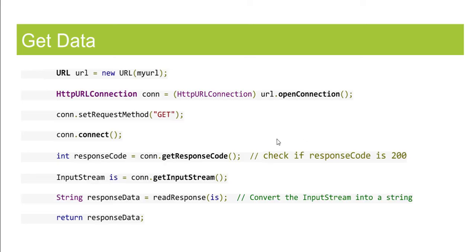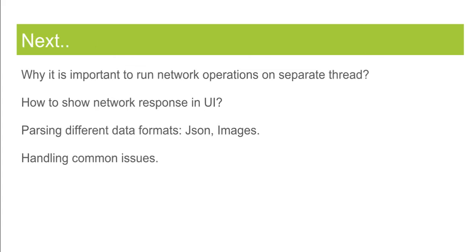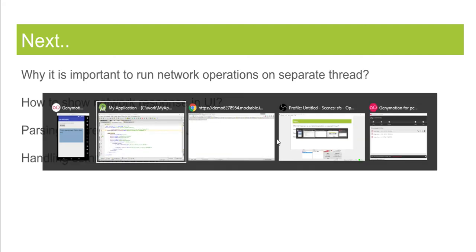So this is all about connecting to internet and getting simple data from the server. And in our next session, we'll see why it is important to run network operations on separate thread. We'll talk about how to show network response in UI. And we'll see how we can get and parse data like JSON, XML, and images. We will also see how we can handle common issues like network non-availability and other exceptions in connecting to server. Thank you very much.